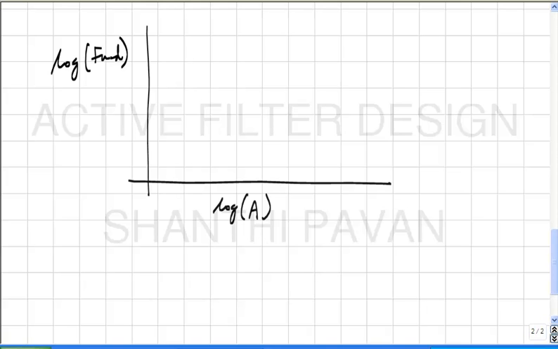I plot log A versus log of the output of the fundamental component on the y-axis. What kind of curve should I get? Yes, Yogesh? At a single frequency, I am increasing input amplitude and measuring output fundamental amplitude. What should I get? It should be a straight line with a slope of what? This should be a slope of 1, correct.